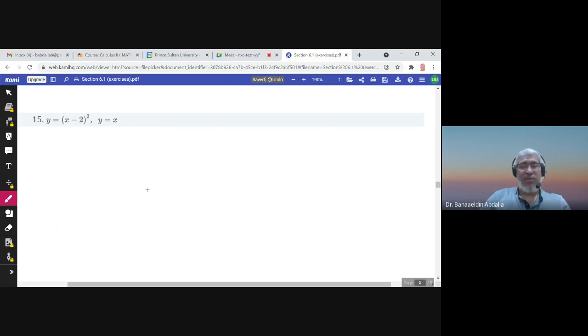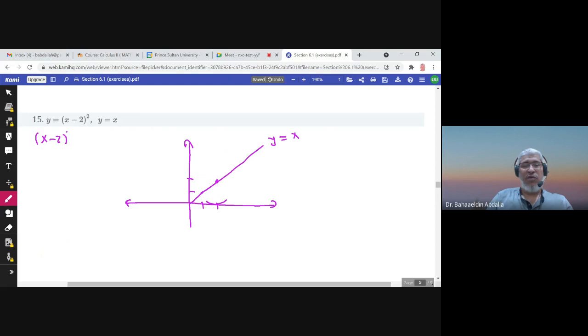Here, y equals x minus 2 to the power 2. This is a parabola taken 2 units to the right. We know the graph of a parabola y equals x squared, but with negative 2, it would be the parabola taken 2 units to the right. And y equals x is the line that passes through 1, 1, and 2, 2, and 0, 0. This is the line y equals x. Now these two curves will intersect, and I would like to know where the intersection between them is. So let me find the solution of this equation.